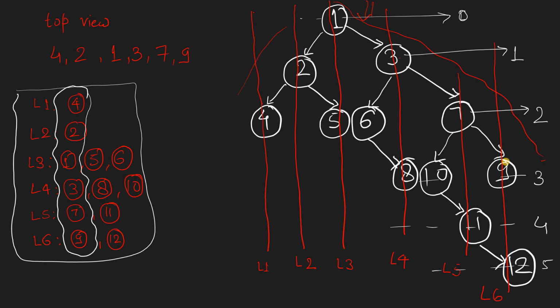So here if you see, the 9 is on the top of this line, 7 is on the top of L5 line, 3 is on the top of L4 line, 1 is on the top of L3 line, L2 has only 1, so 2 will be on the top, and L1 also has 4 only. So this will be our top view, right? So okay, now let's proceed further and see how we can go ahead and implement this problem.